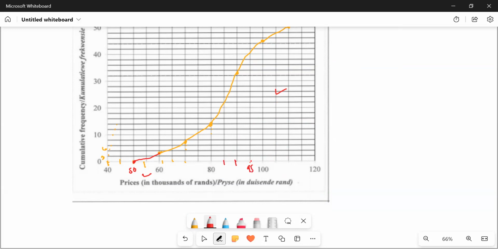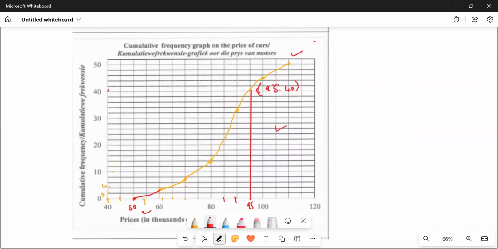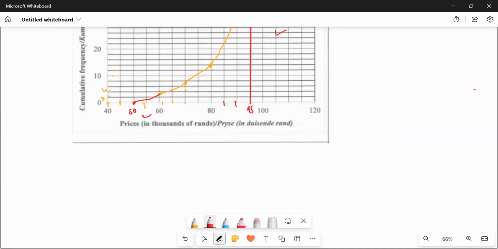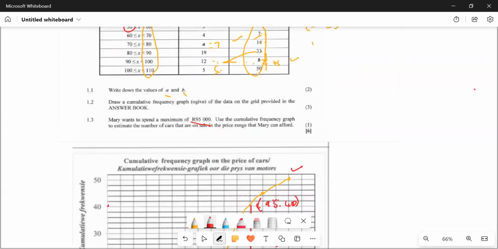If this one here is 95, we're going to draw a straight line. And clearly here, we can see the straight line. And then you're going to check what this corresponds with. You come and check. It corresponds with 40. So we have 95, which goes with 40. So the number of cars, we get them from the cumulative.